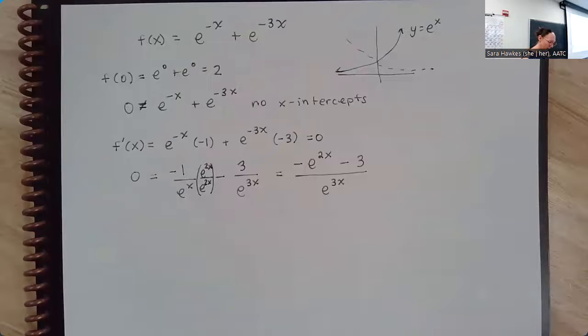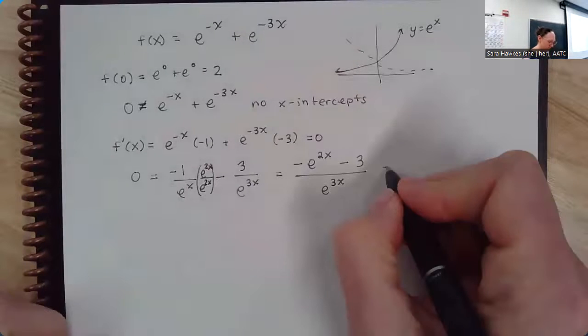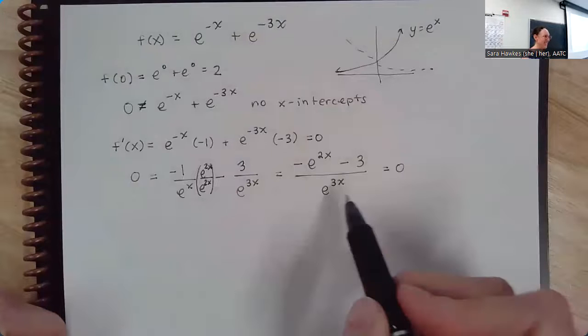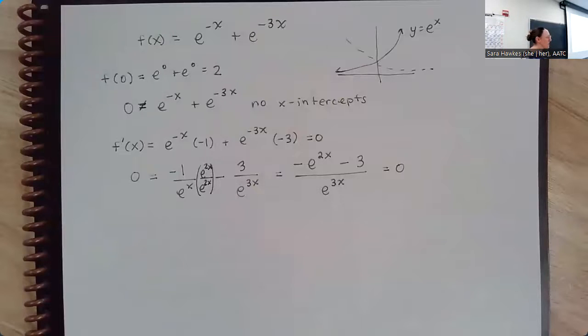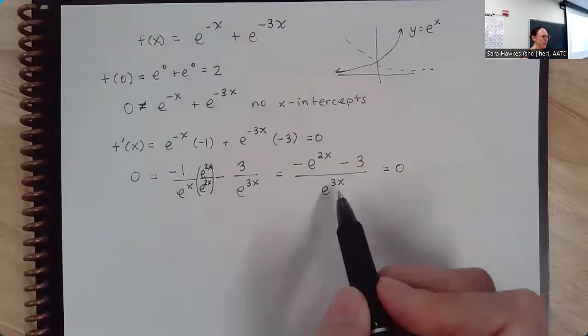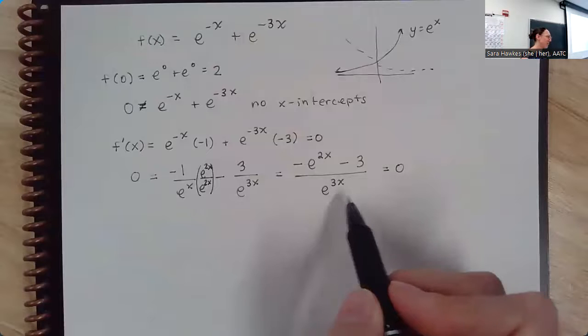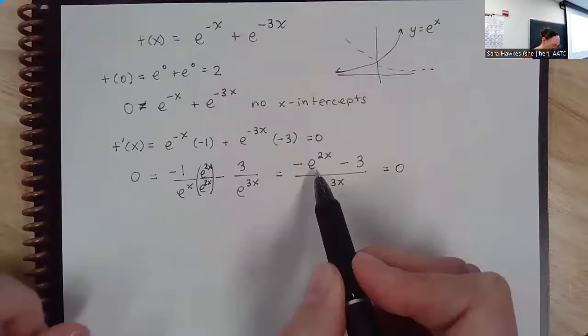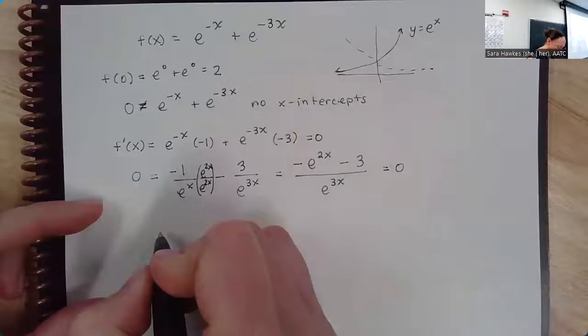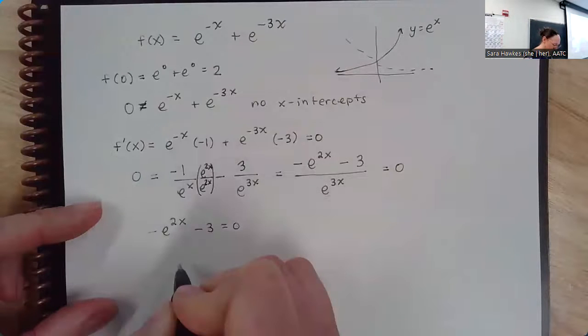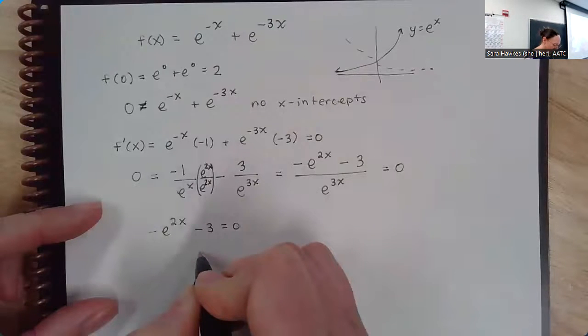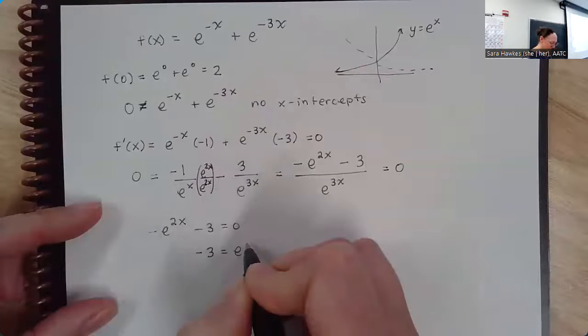Well, if that's going to be equal to 0, I know that e to the 3x is never, oh, question? What did you get the common denominator? Is that the common denominator? It's the common denominator. Yep. I'm going to set that equal to 0. e to the 3x is never equal to 0, but the top could be. So if I want to look for where the top might be equal to 0, I'm going to have e to the negative 2x minus 3 is equal to 0, which means negative 3 is equal to e to the 2x.